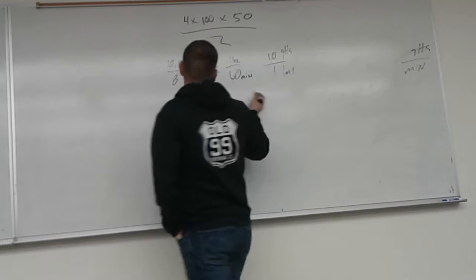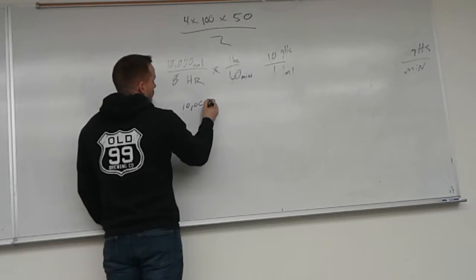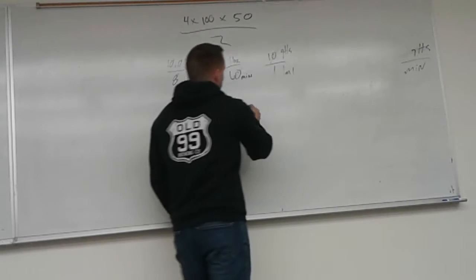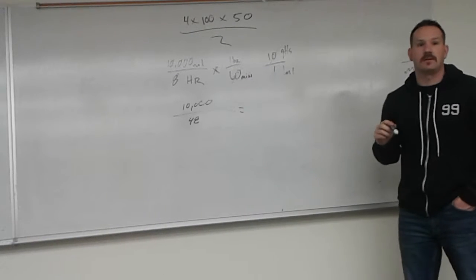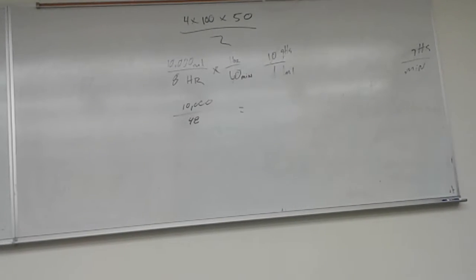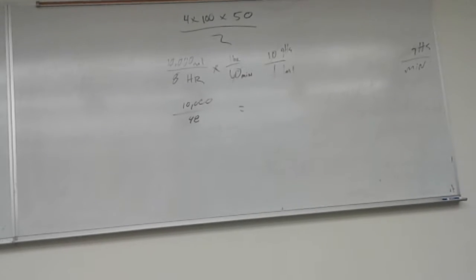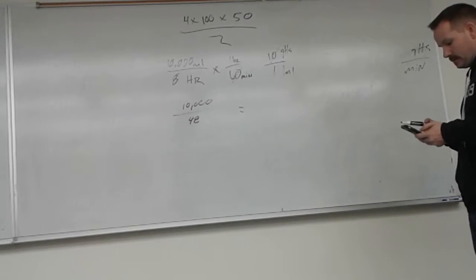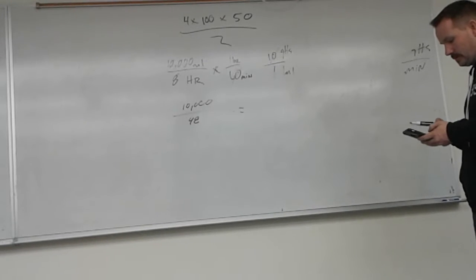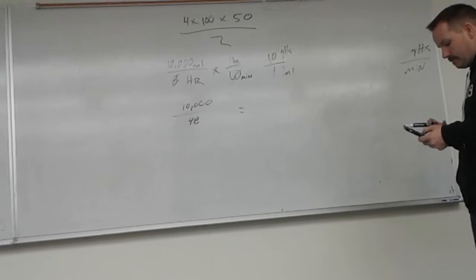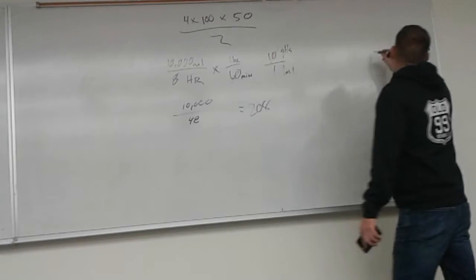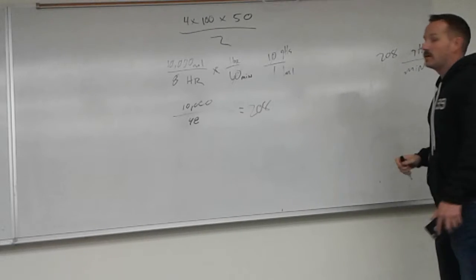So now we have 6 times 10,000 divided by 48 equals a big number. I gotta do that. That's 208. Let's see, I'll do the math. 208. So we end up with 208 drops a minute.